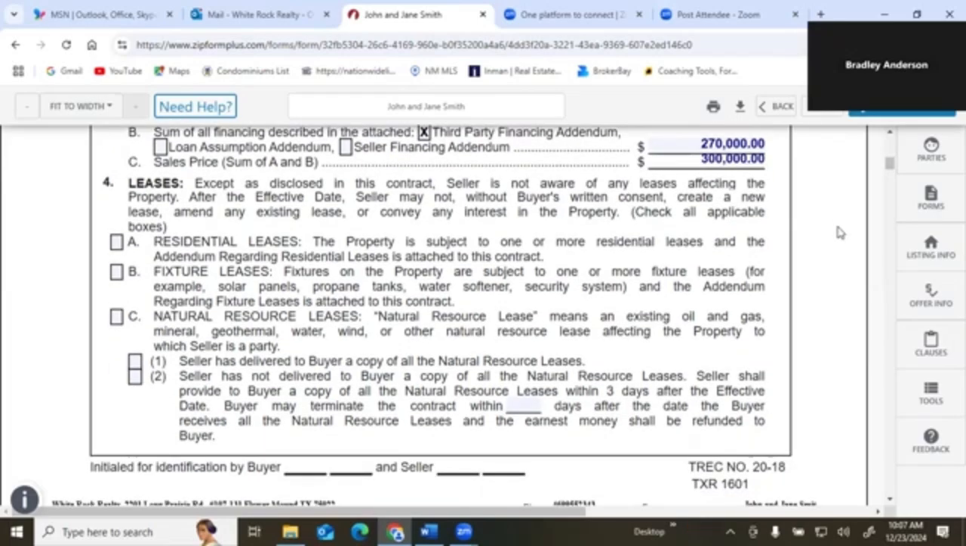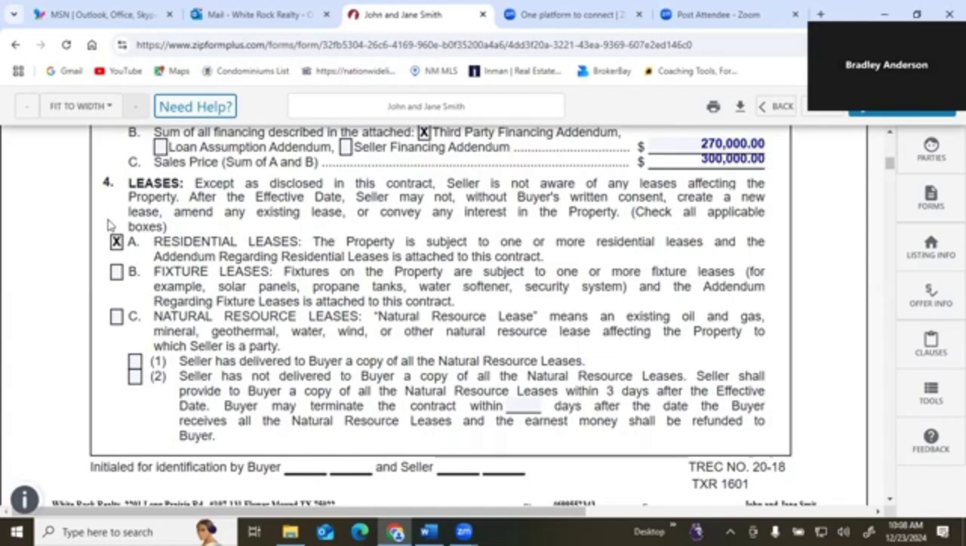Paragraph 4 speaks to any leases that might be on this property, and this is more common than you realize. And there's 3 kinds. One is a residential lease, which means that there is a tenant living in that home. In Texas, if you buy a home and there's a tenant in there, guess what? The buyer inherits that tenant and inherits the lease that the tenant signed. So that's why this is broken out, because you're going to need to attach an addendum for residential leases.